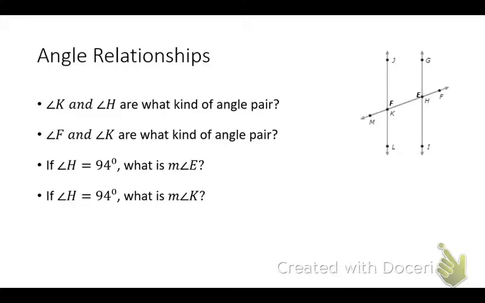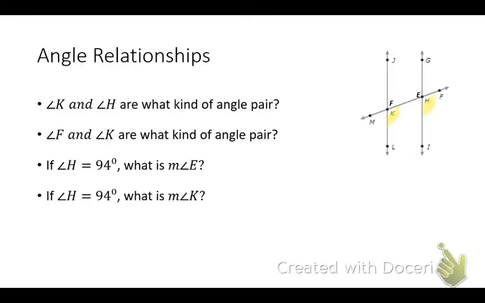All right, so K and H. Those two angles are corresponding. They're in the same location. They're both in the bottom right section of those intersecting points. So good job. You're gonna win. All right. Negative 100. All right.